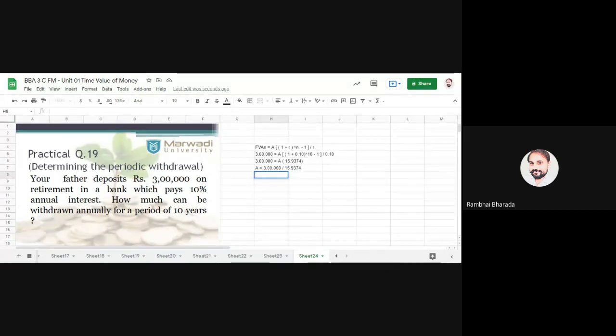18,823.64752. Two decimal points are enough for the final answer. Are we clear up to this? It's simple. See here, the examiner has changed the language only. Okay? Nothing is new, but he or she has just changed the language.